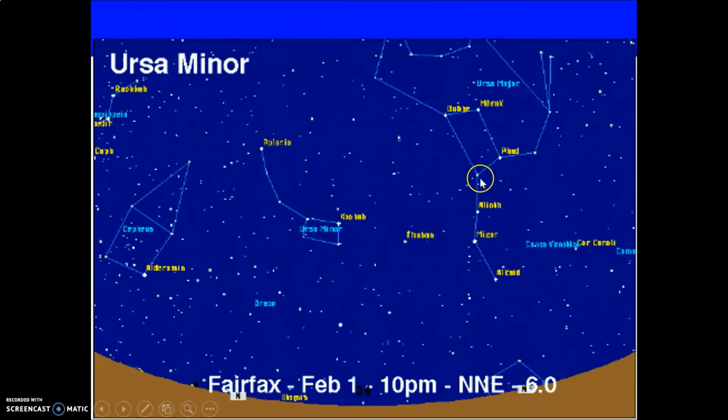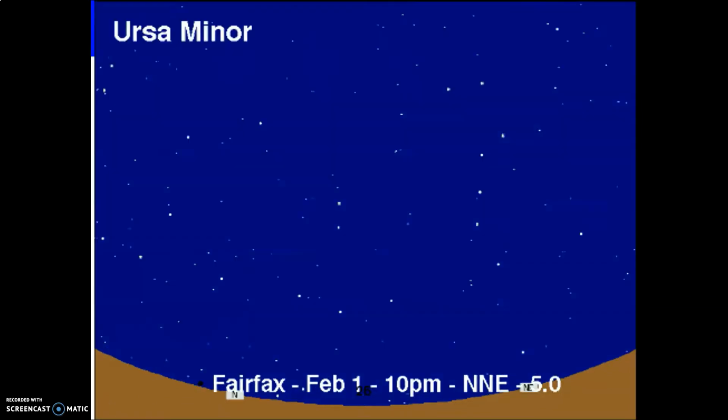So here's Ursa Major. We'll talk about these in a minute. Ursa Minor. And then over here you have Cepheus, and then there's Cassiopeia. These are the other two circumpolar constellations. I'll talk more about them later on, either this week or beginning of next week.